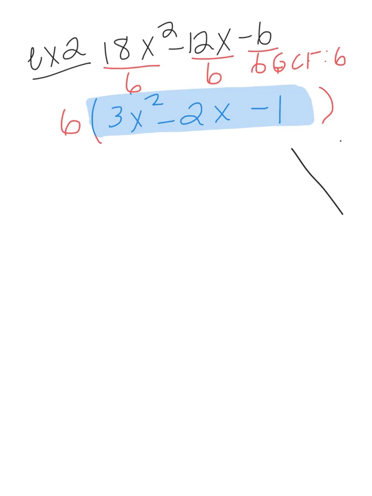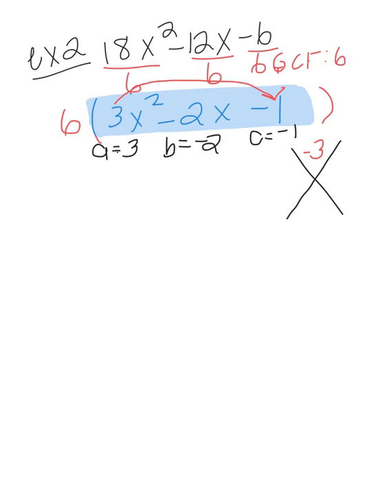So my next step is to do the X. I can label what my A value is, 3, my B value is -2, and my C value is -1. So when I fill in my X, I'm going to do the slide, the 3 times -1, A times C, which gives me -3. And then in the bottom goes B, which is -2. And I need to figure out what two things are going to multiply to -3 and add to -2.